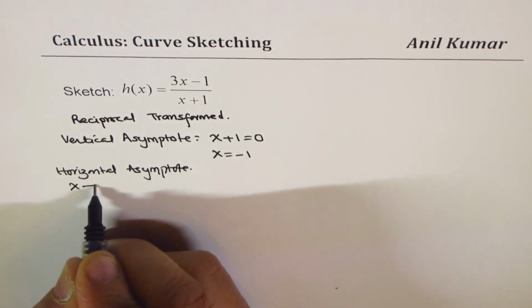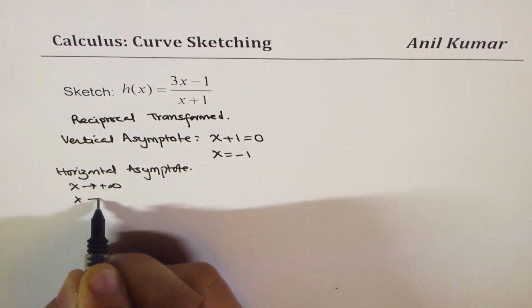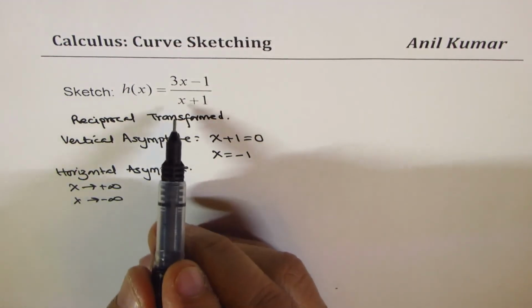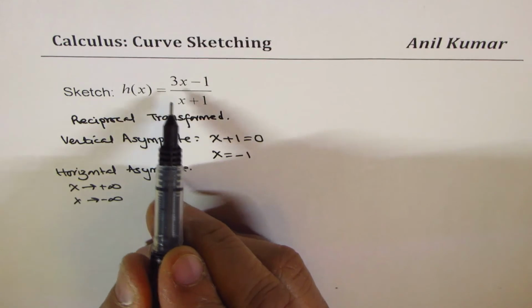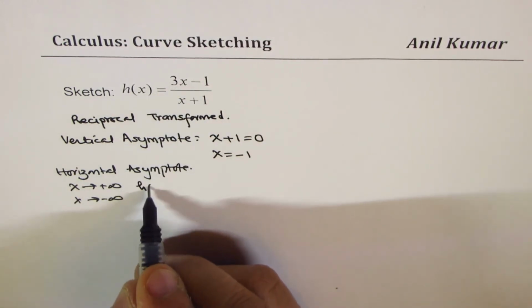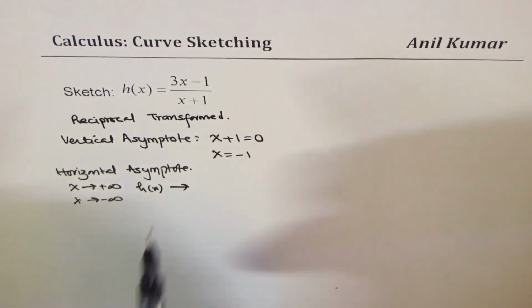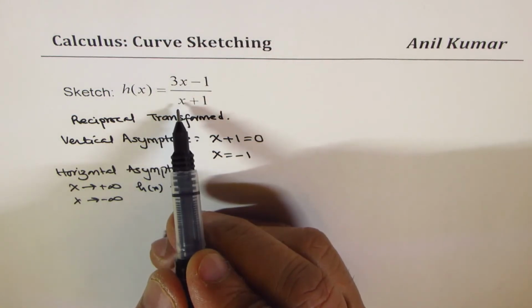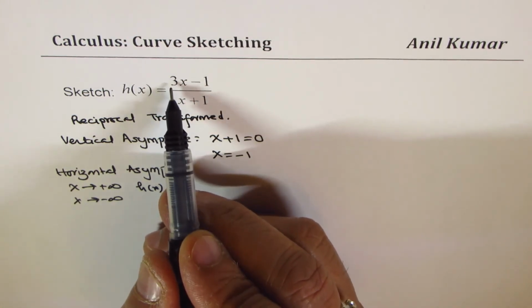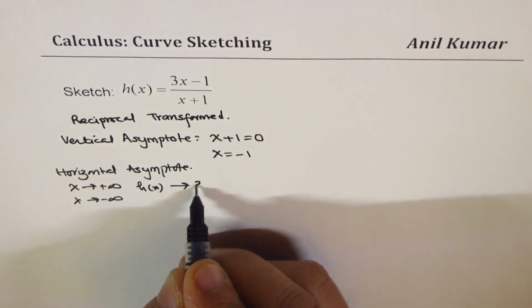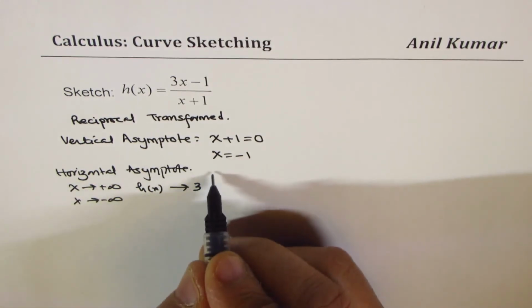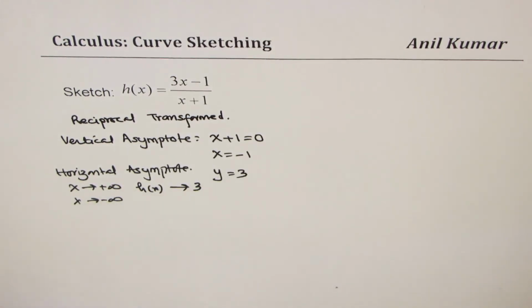which is when x approaches positive infinity or when x approaches negative infinity. Very large values, in that case what happens to h of x? So we say h of x approaches, when the degrees are the same, right? It is the ratio of the leading coefficients, it is 3. So our horizontal asymptote is y equals 3, right?